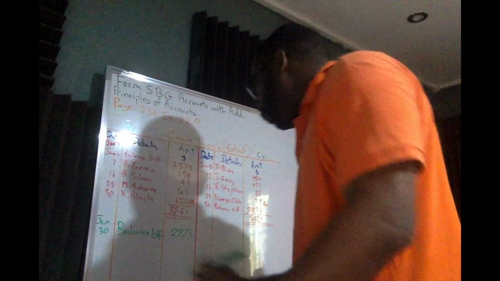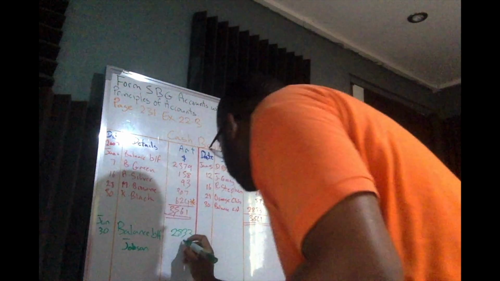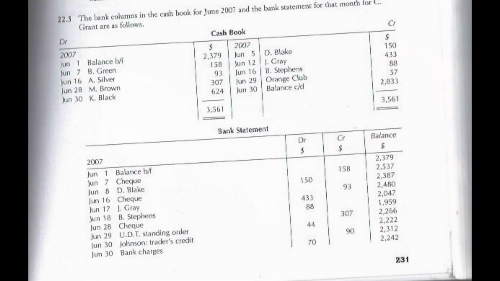So, first difference, Johnson, right? Johnson in here, and that figure is $90. So you write that there. Those are all the things you put on the debit side.